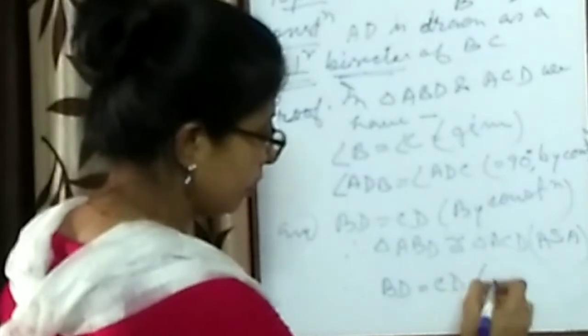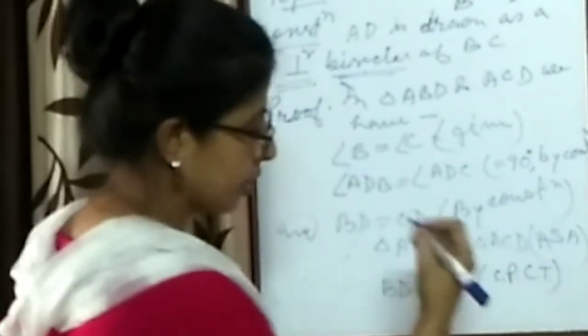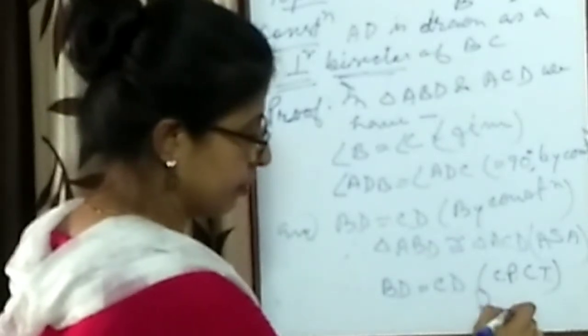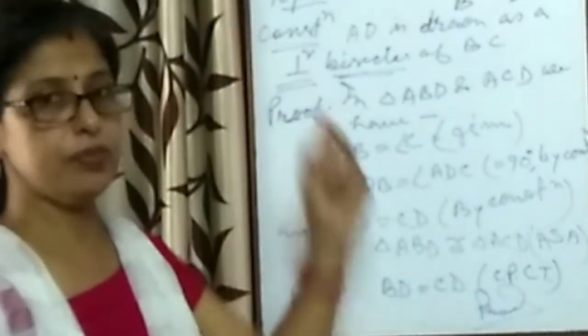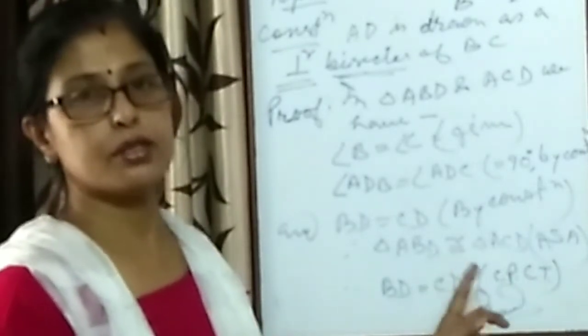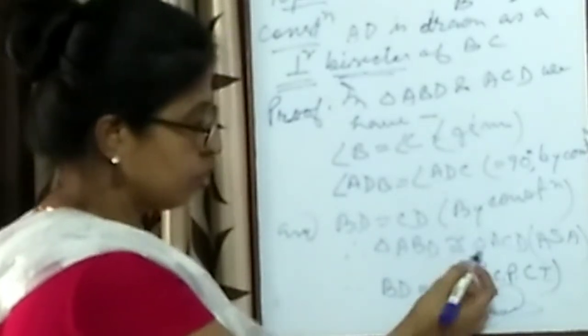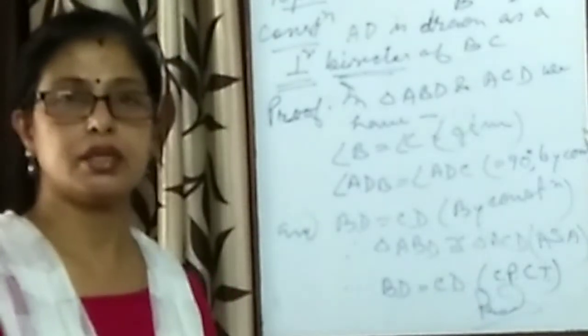Therefore, BD is equal to CD, here by CPCT. In the previous theorem it was forgotten to write CPCT, that has to be mentioned, because after both the triangles are congruent we have got BD equal to CD, so it is CPCT.